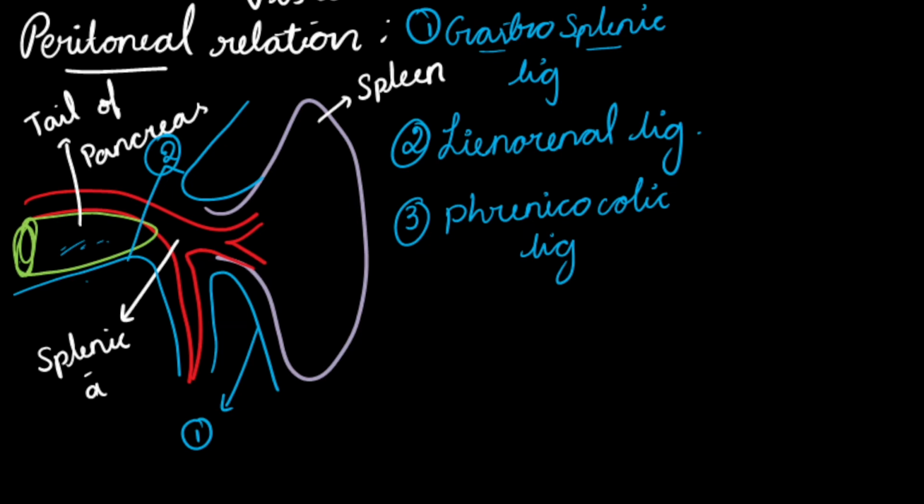Then at last comes the phrenicocolic ligament, that is diaphragm and colon. So it is not specifically related to spleen. It mainly gives attachment to the anterior end of the spleen.